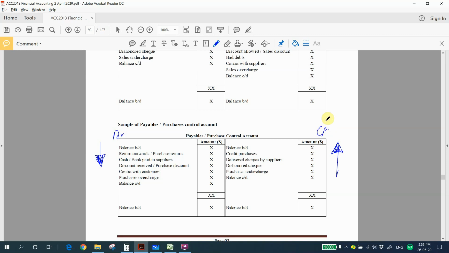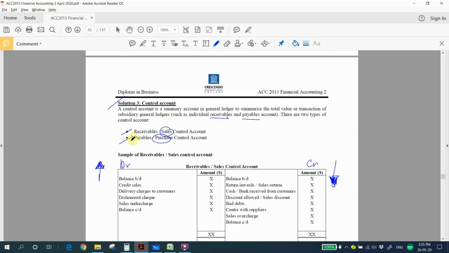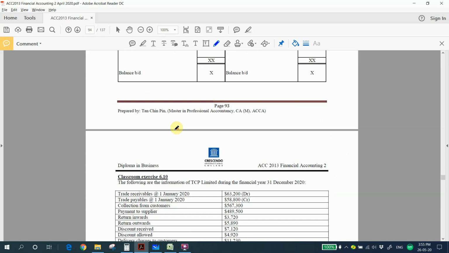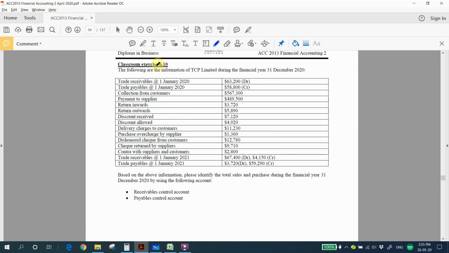So let's try one exercise for our receivables and payable control account. Classroom exercise 6.10. The following are the information of TCP Limited during the financial year 31st December 2020. So we are giving some information. So based on the above information, we are required to prepare the control account for receivables and payables in order to identify total sales and purchase during the financial year.